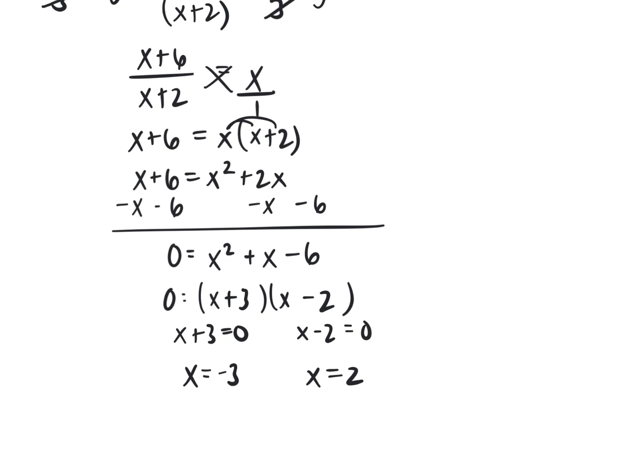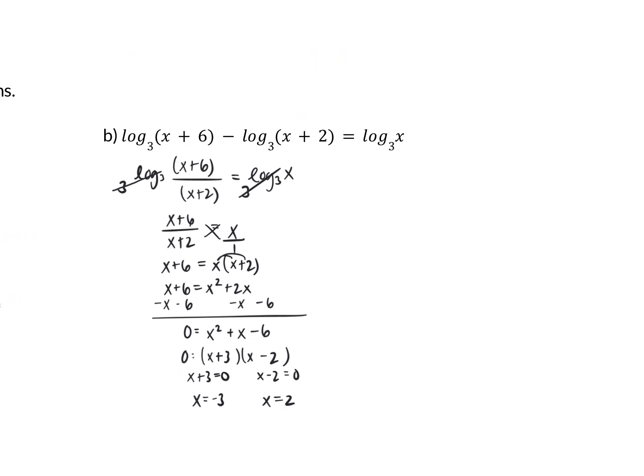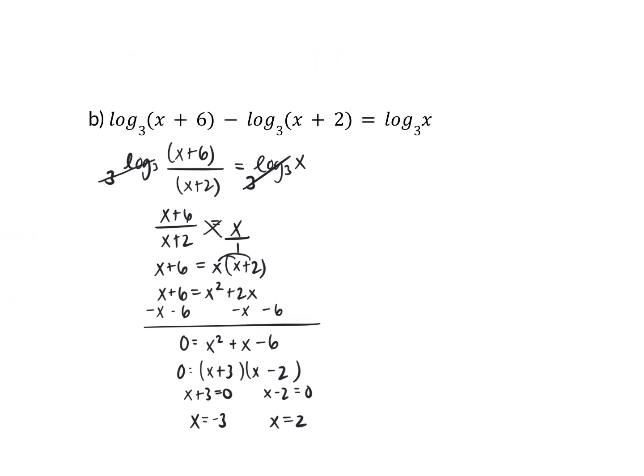However, we need to remember our domain. If I go back up to the original problem we were given, last class we talked about everything in the argument of each of these logs having to be greater than 0. So if I set up an inequality for each of these, this tells me what x has to be greater than. If I solve all of them, I get x > -6, x > -2, and x > 0.